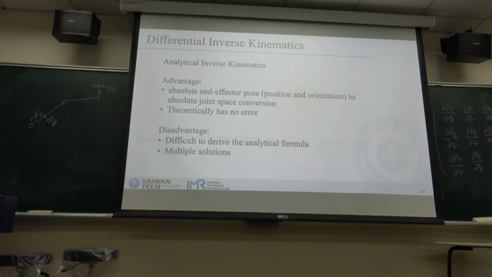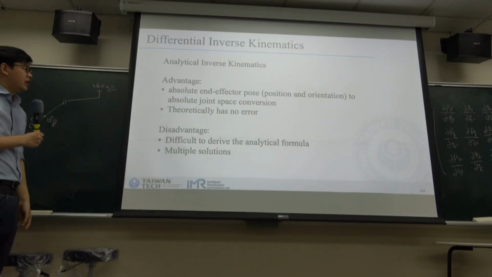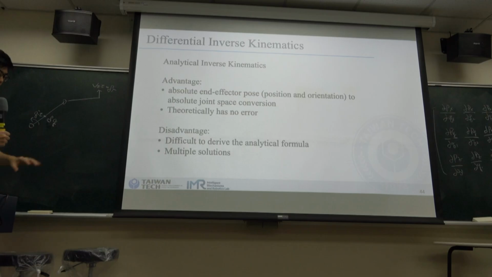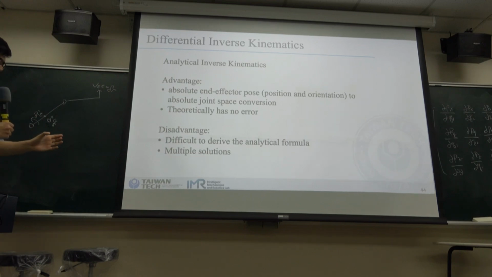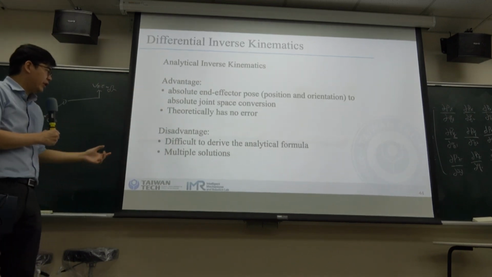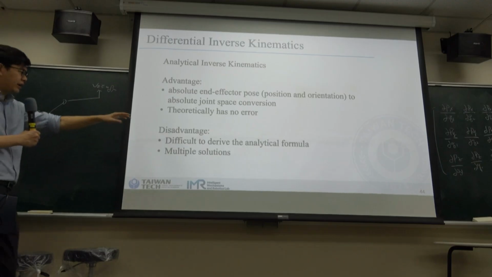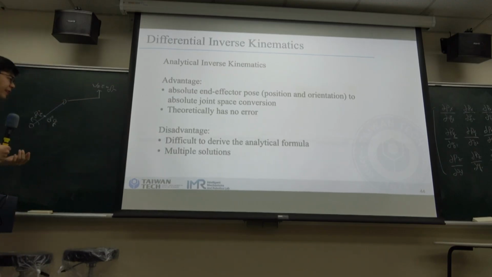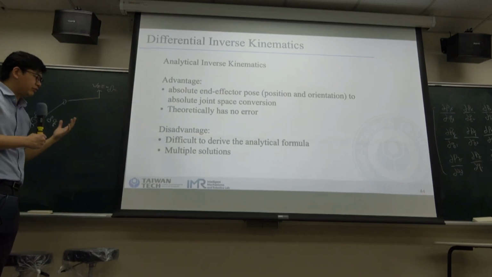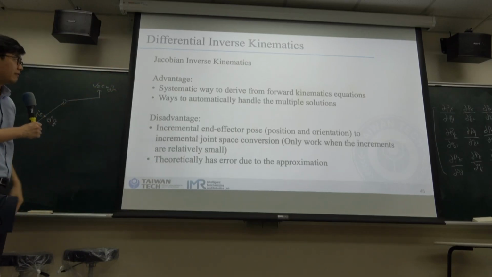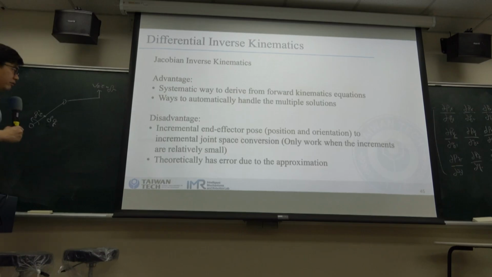So in summary, the analytical inverse kinematics has the advantage of absolute end-effector pose and absolute joint space conversion, and theoretically there are no errors. If you have errors, it is because your calculations don't have enough digits to store in memory. The disadvantage is that it is very difficult to derive the formula, and there may be multiple solutions. The analytical inverse kinematics is what we covered last week, and this week we covered the Jacobian inverse kinematics, or you can call it the numerical method.